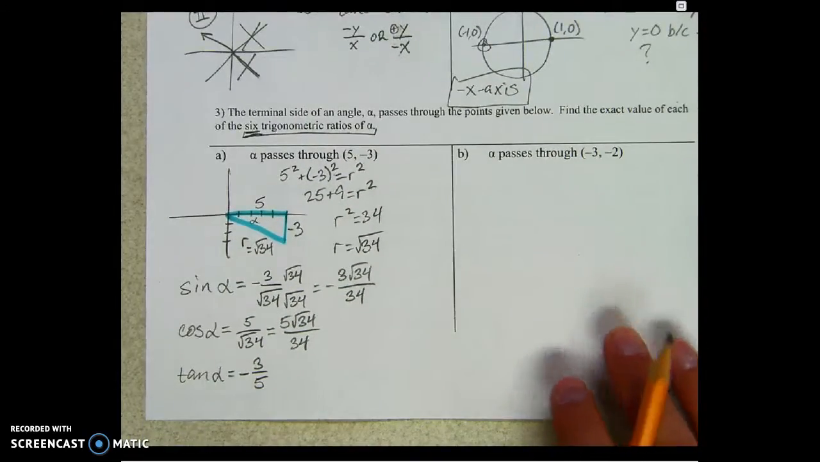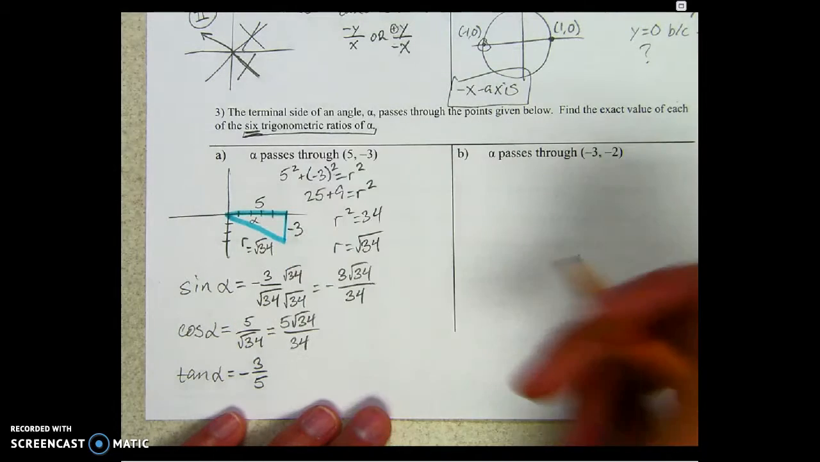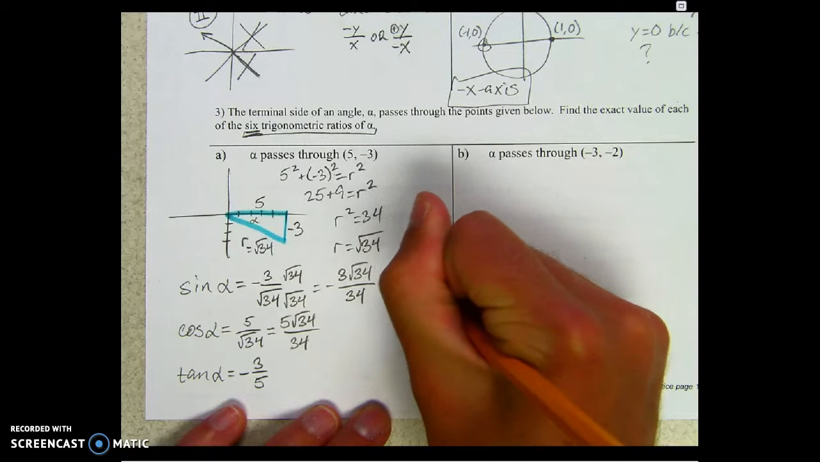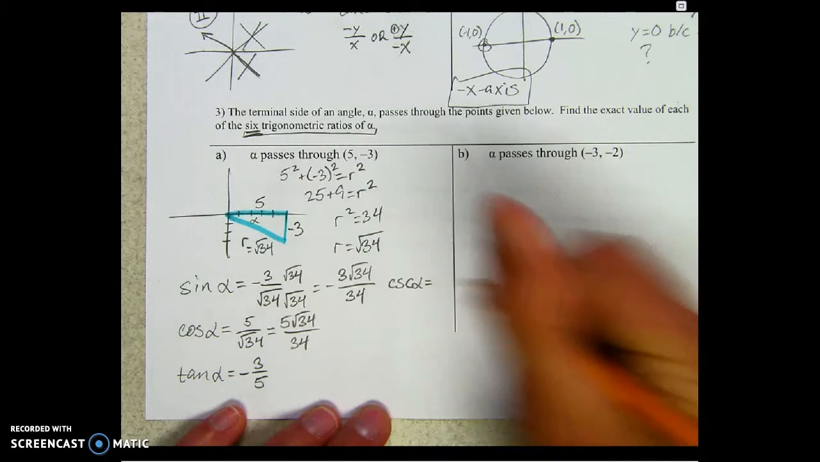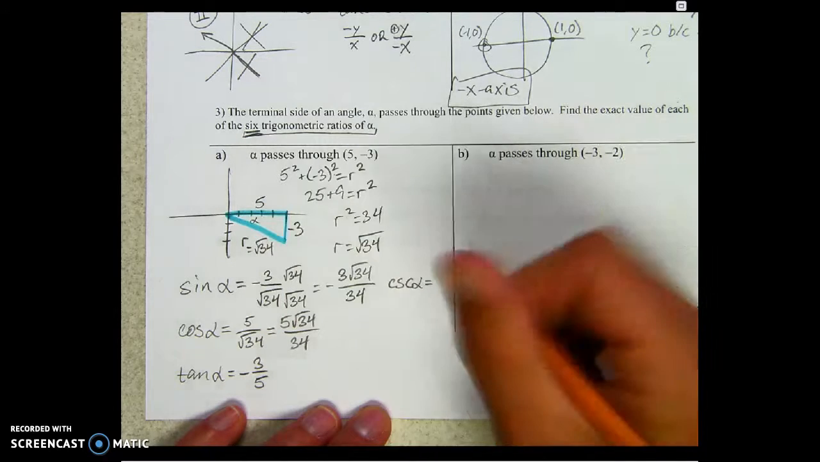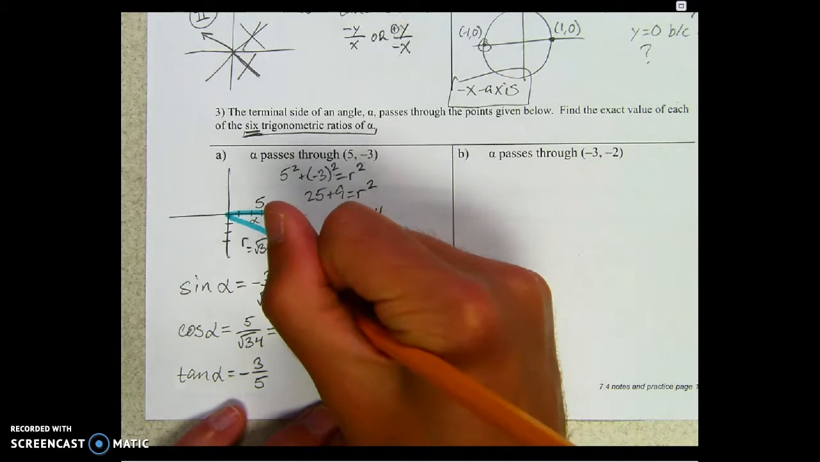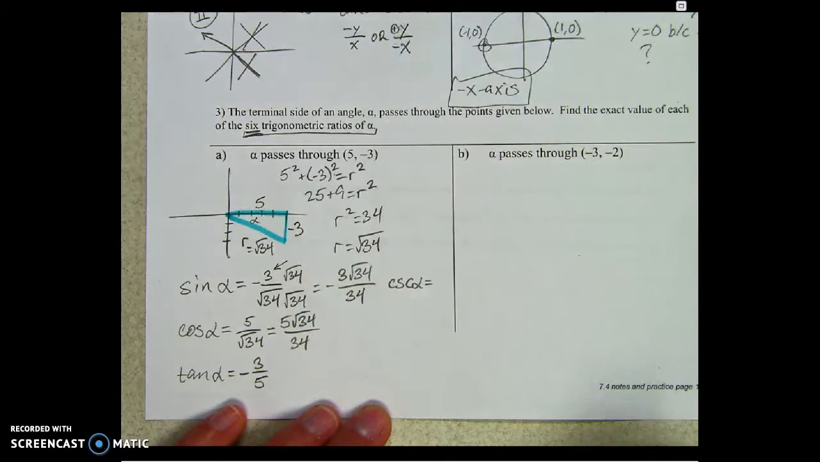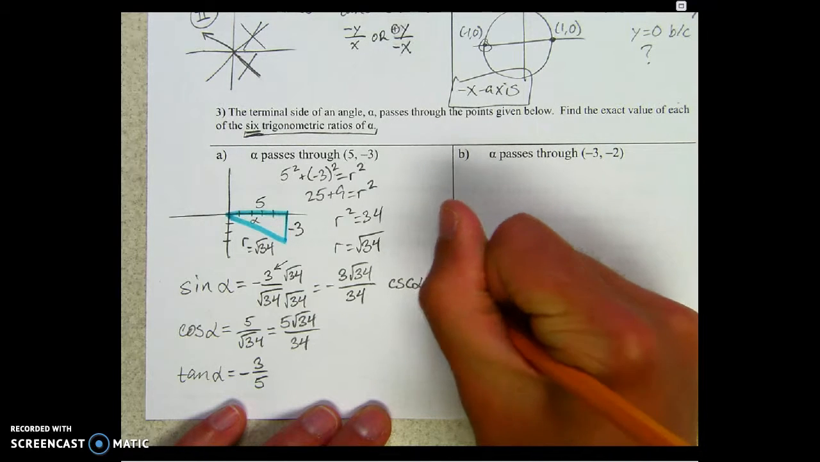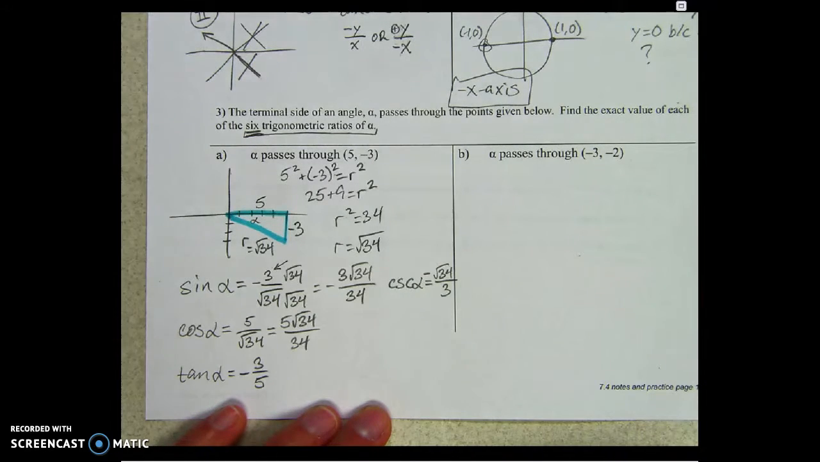Okay, so the other 3 that we need are, the one that partners with sine is cosecant of alpha, and that's going to equal the opposite of what sine was. So it was just negative 3 over rad 34. So if I go back to this one right here, then I can write the cosecant of that angle as rad 34 over 3, but that fraction should be negative, okay?